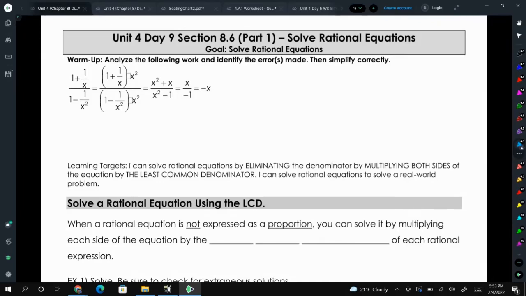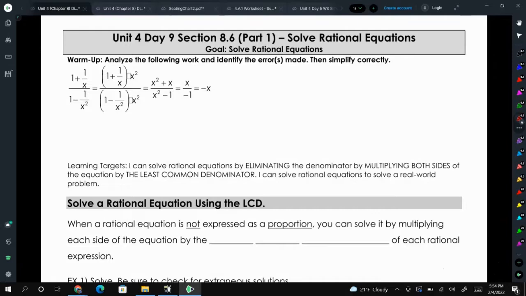We've been doing a lot with rational expressions, but the one thing we have not done yet is solve a rational equation. And there are a couple methods that we could use to solve a rational equation. And like with simplifying rational expressions, the trick is realizing what you're given and then using the appropriate tool. So a rational equation has an equal sign in it.